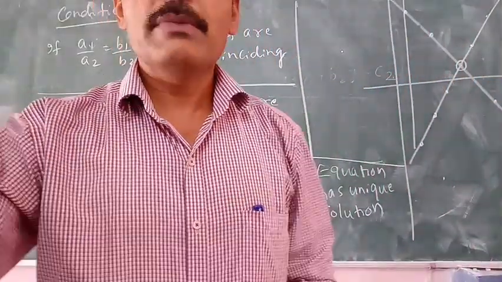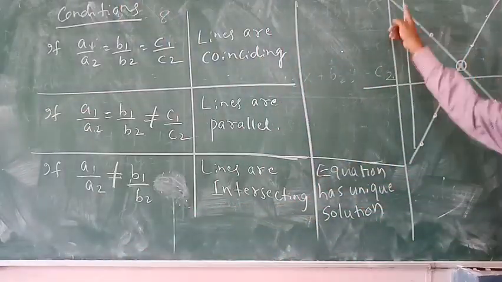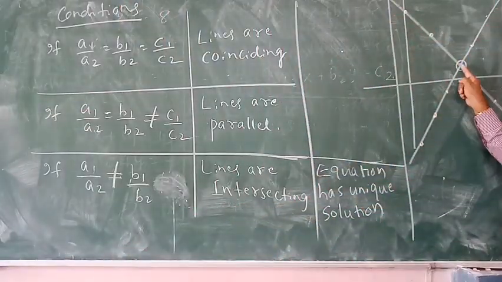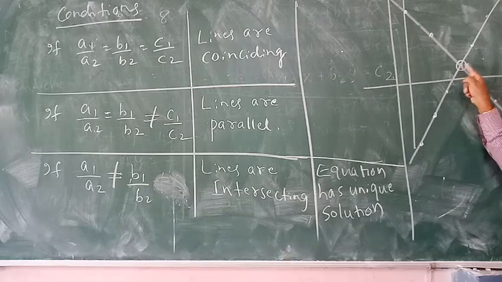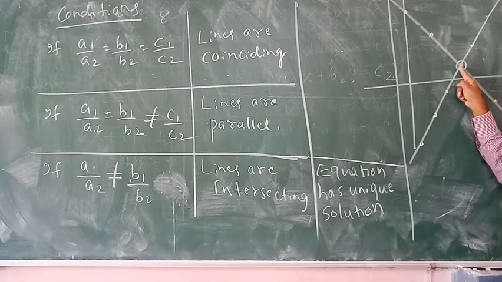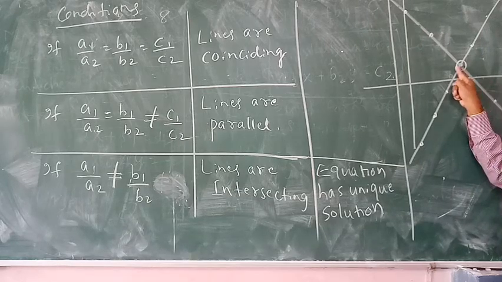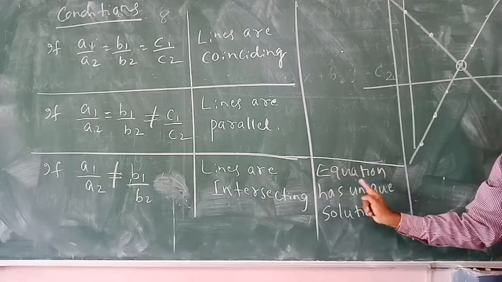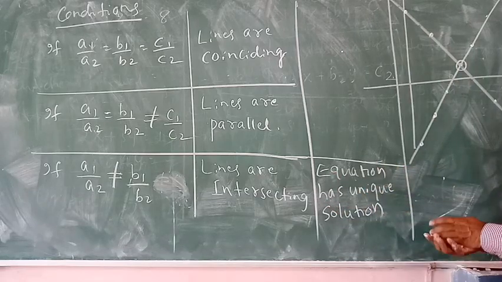Equation has unique solution means two straight lines are definitely meeting at a common point. Where they are meeting at a common point, that is called the common solution. So we say the equation has a unique solution.